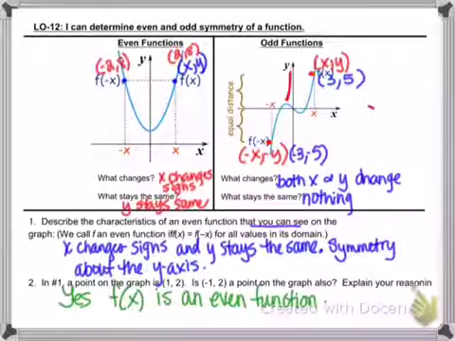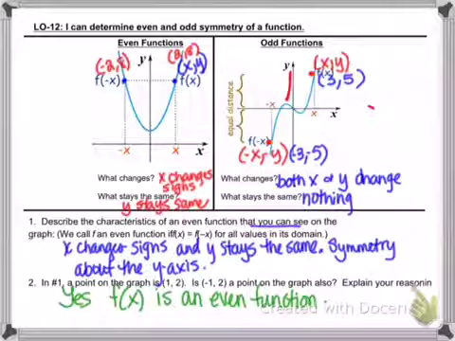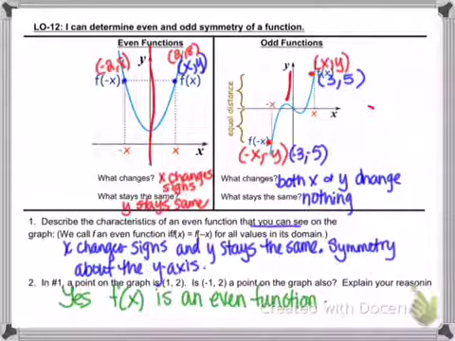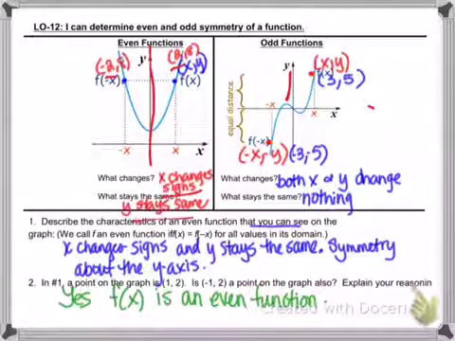Alright, now we're going to talk about even and odd functions, the symmetry of it. So right here, if you notice, we have an even function on the left side. It is symmetrical on the y-axis. Also notice that the x values change. So you got -2 and +2. And the y values stay the same.